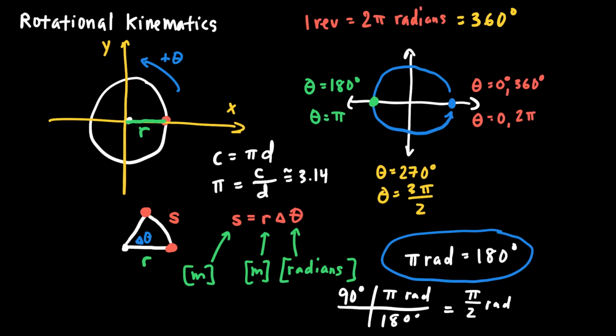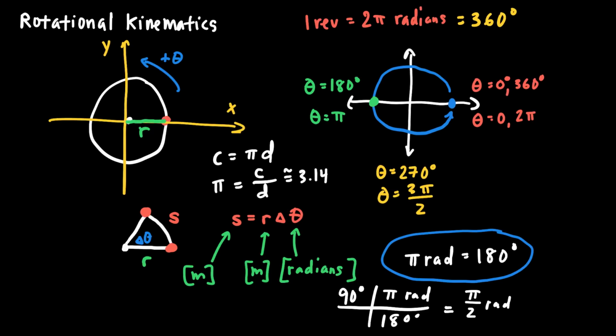Okay? And so some takeaways from this first part of the video. First, if an object goes through one complete rotation, that is one revolution, and one revolution is equal to 2 pi radians, or 360 degrees. Or we could describe the relationship between radians and degrees as pi radians equals 180 degrees, which could be used conveniently for finding unit conversions between those two.